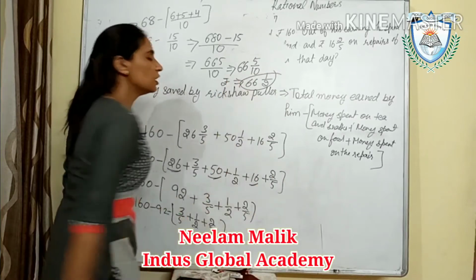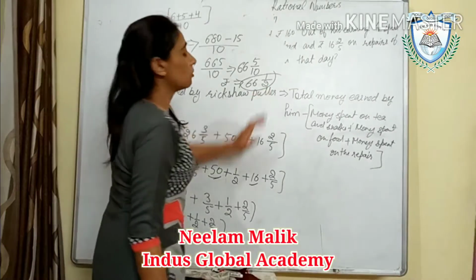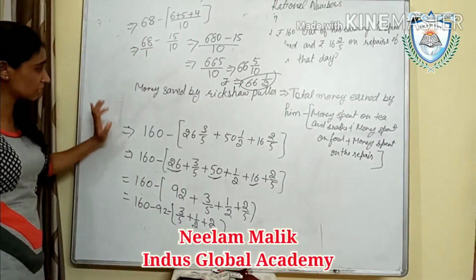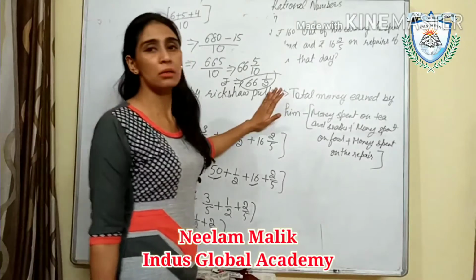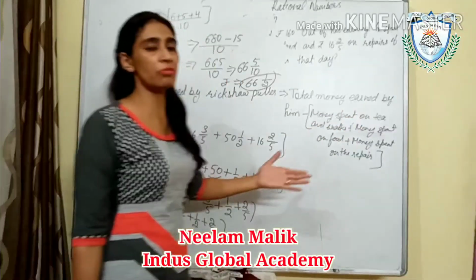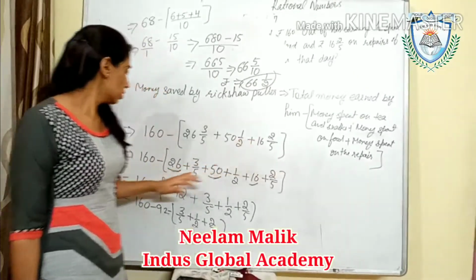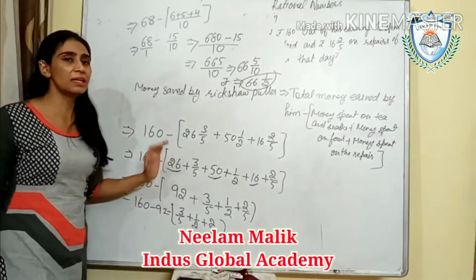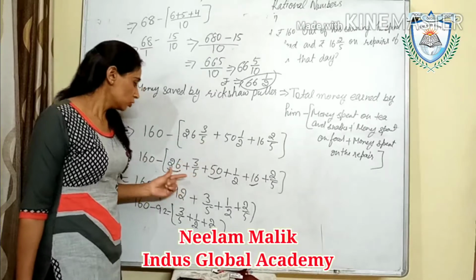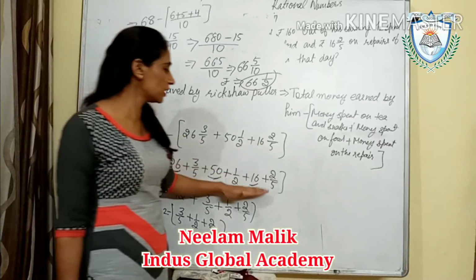This is in rupees. He saved only 66 rupees and 50 paisa. 1 upon 2 means 50 paisa. Okay, what I have done here, please understand this again. Money spent by rickshaw puller: how will we find out? If you subtract all the spendings from the earned money, then we can get this. So earned money is 160 and these all are spendings. So 160 minus, what I did here, I take whole part separate and fraction separate. So 26 plus 3 upon 5, 50 plus 1 upon 2, 16 plus 2 upon 5.